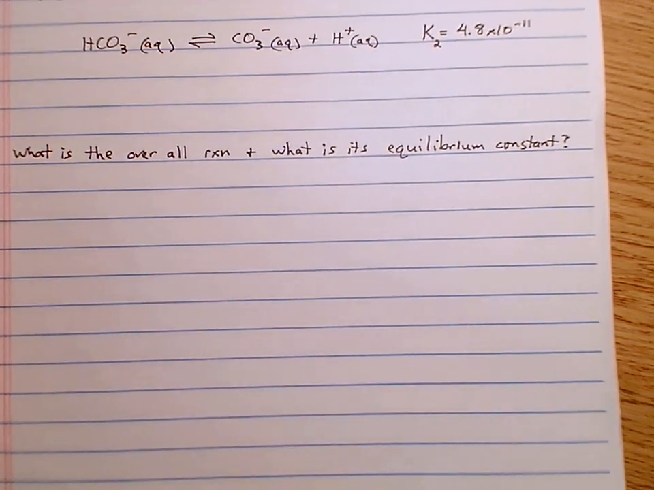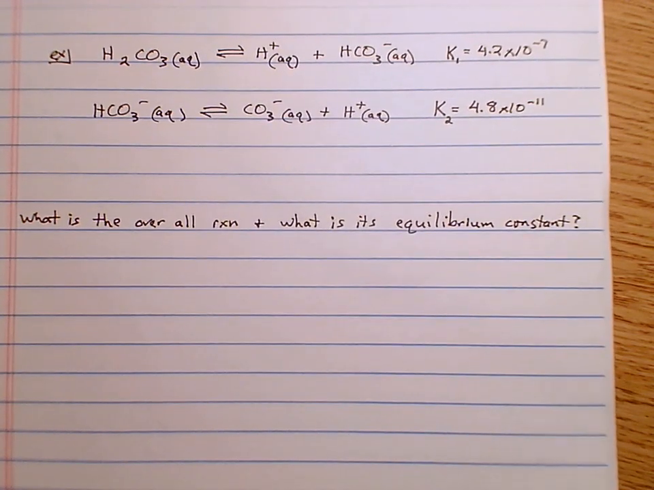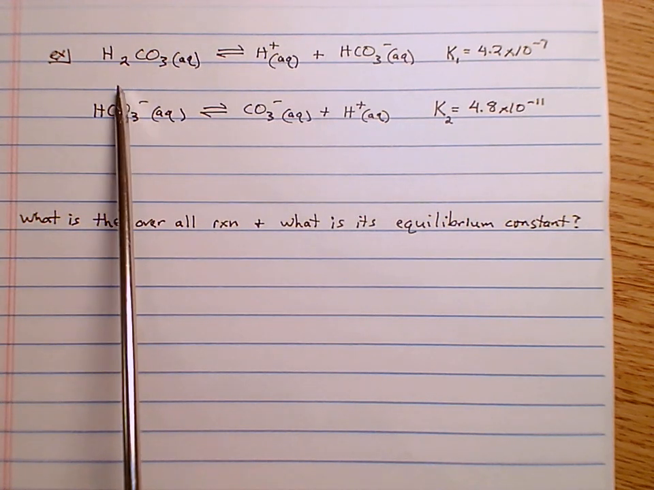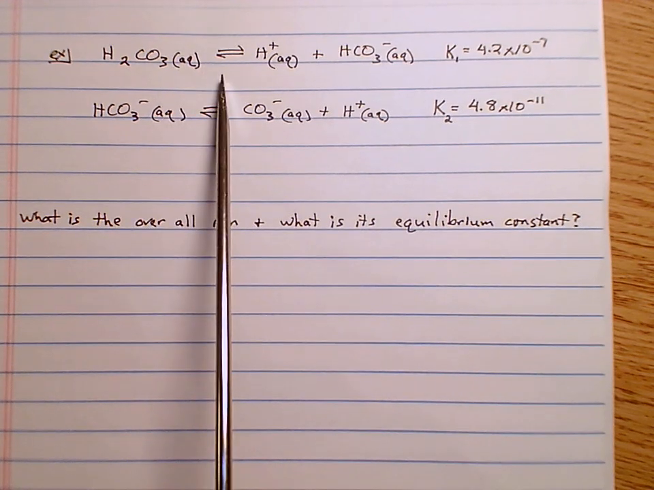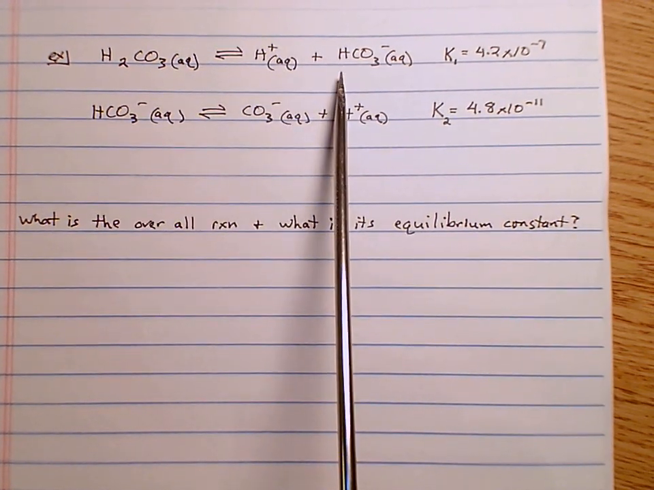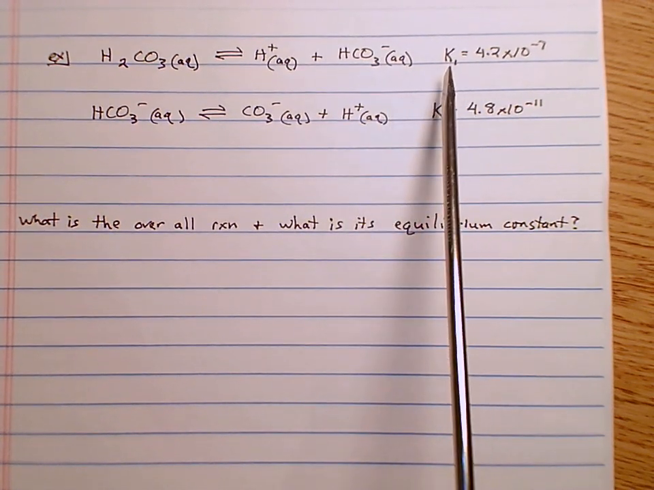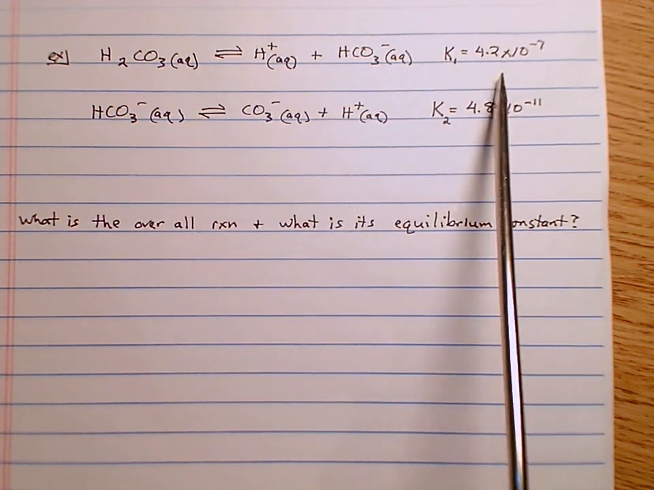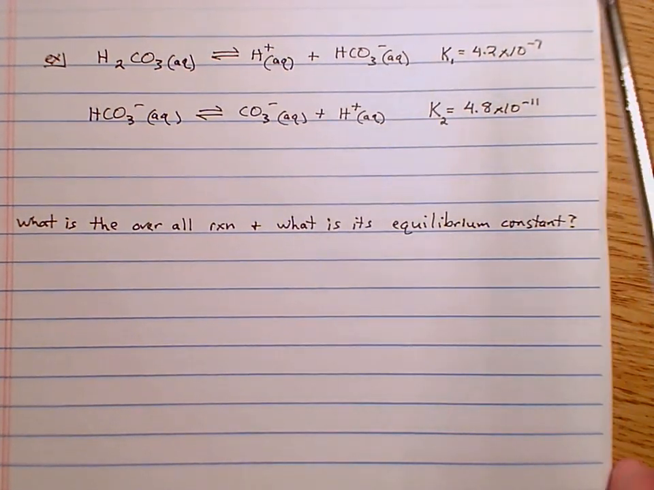So here we go. Here's a set of reactions. H2CO3 aqueous is in equilibrium with H plus aqueous plus HCO3 minus aqueous, and we find the equilibrium constant to be 4.2 times 10 to the minus 7.